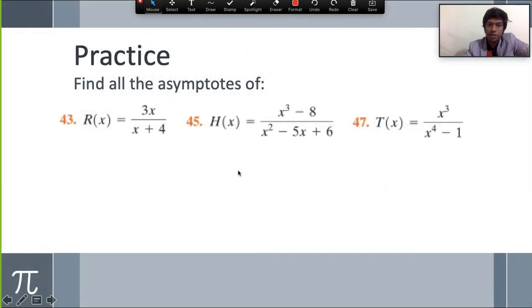This is the practice for our lesson. Find all the asymptotes from here.